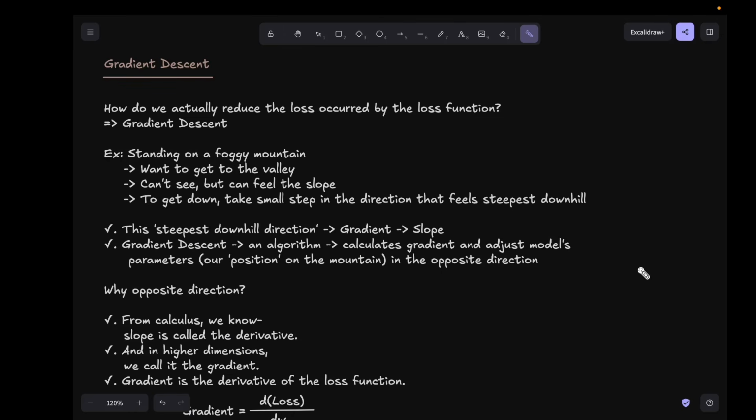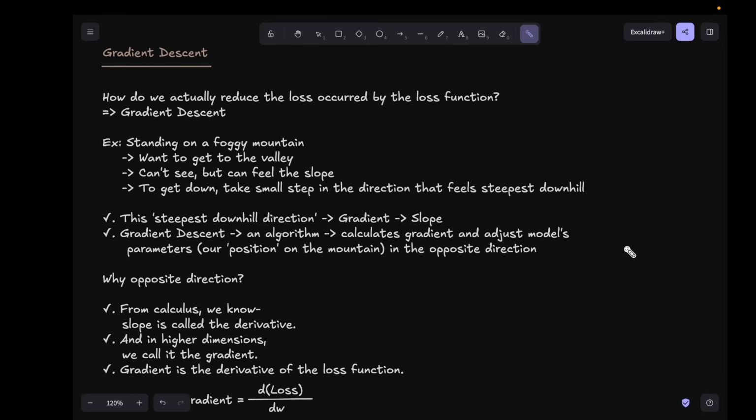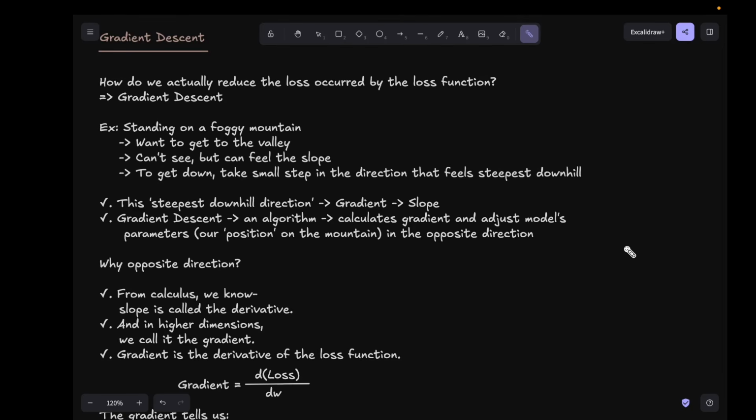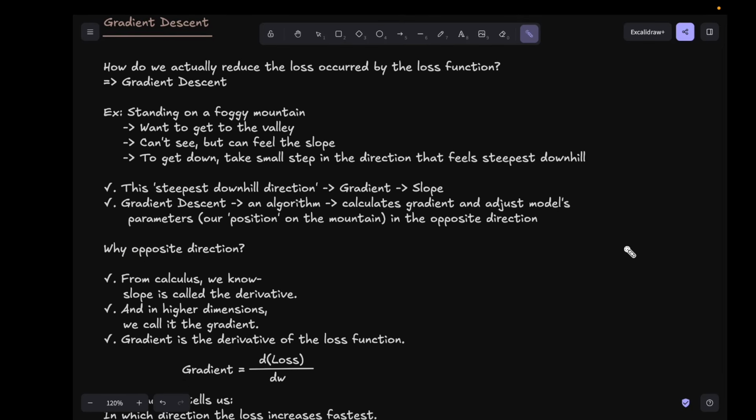So gradient descent is an algorithm that repeatedly calculates this gradient and then adjusts the parameters in the opposite direction, towards lower loss. Now why the opposite direction? Let's understand it. Basically, to get down, we calculate the slope, as I said before.